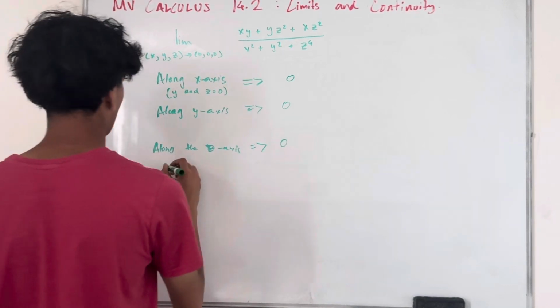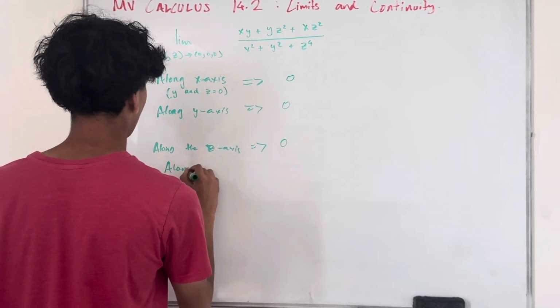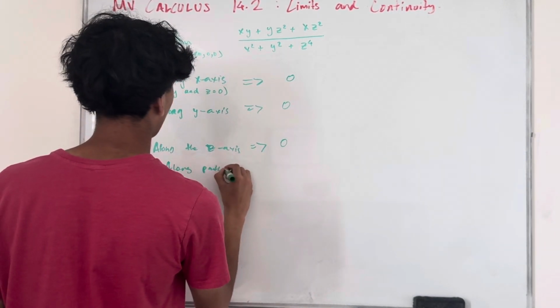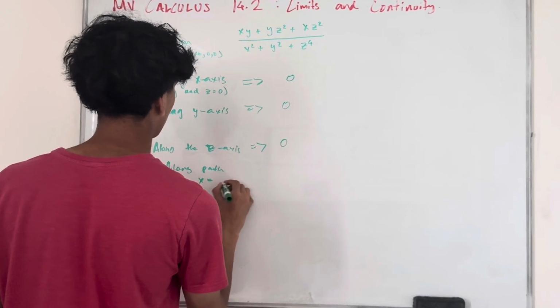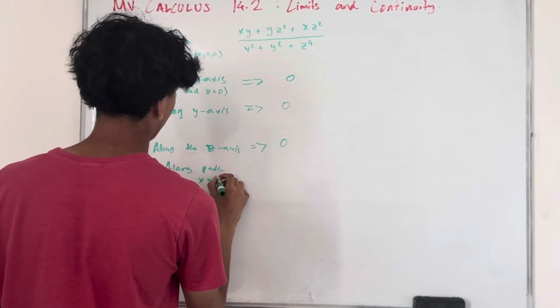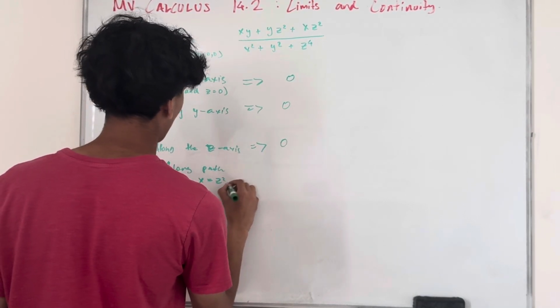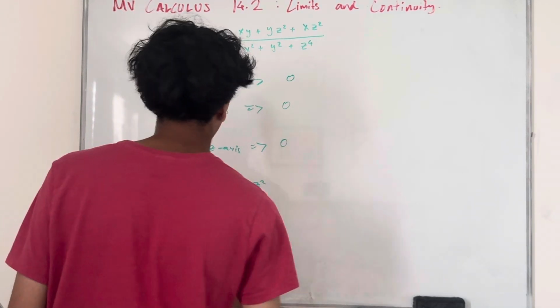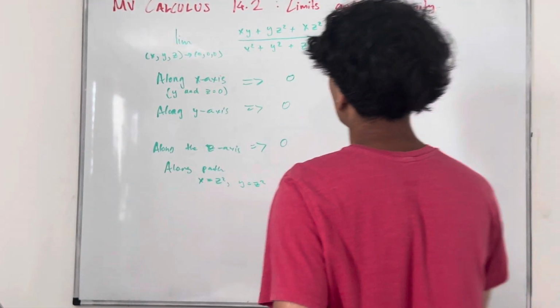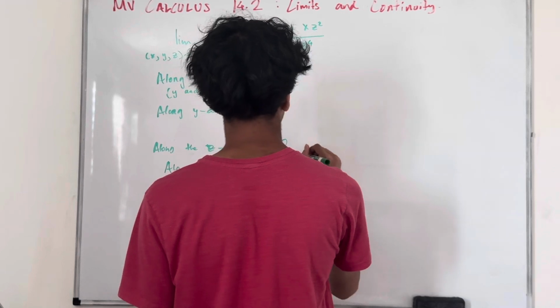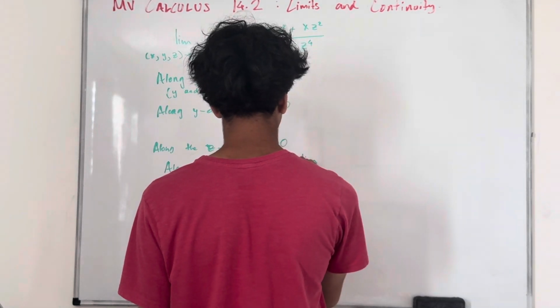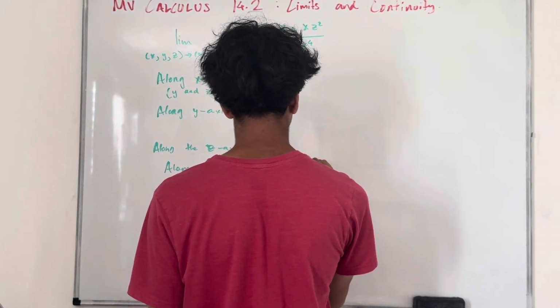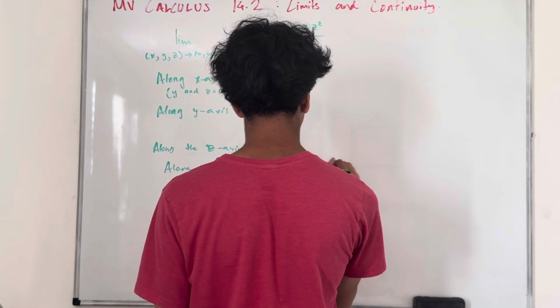And I can even say, let's go along the path where x is equal to z squared and y is equal to z squared. When I do that, you can see I would have the limit as x, y, z. What is that? An ordered triple, maybe?